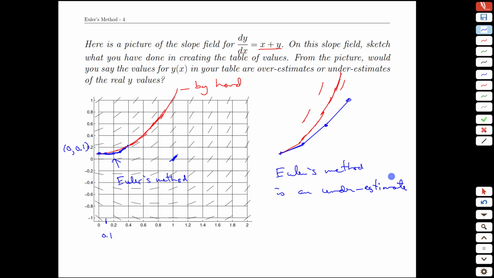Not by much necessarily, because we're taking very small and careful steps, but it's still an underestimate of the actual solution. The actual solution being the red line that would bend up, would be concave up, and bend away just a little bit each time from the straight line approximation that we're using.